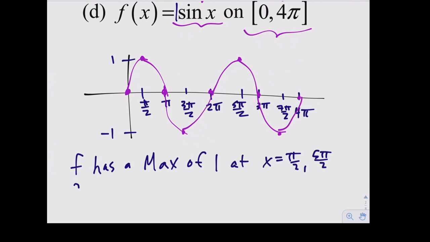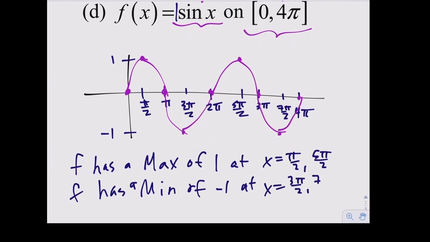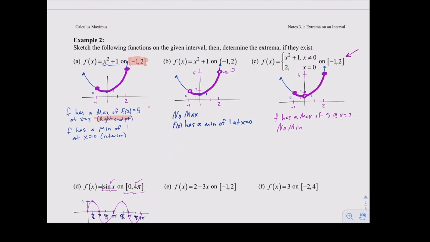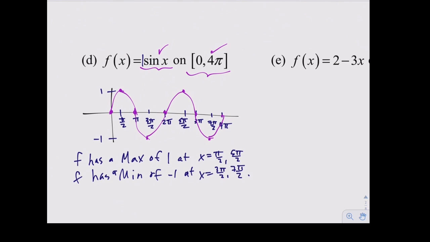Do we have a minimum value? Yes, f has a min of what? -1, and it occurs also at 2 places, at x equals 3 pi halves and 7 pi halves. So just like it was above on part A, we had a function that was continuous on a closed interval, and we had both a max and a min. And up above on parts B and C, where we had functions that either were not continuous on the closed interval, or we didn't have a closed interval to begin with, we didn't have both a max and a min. So I'm thinking that it has something to do with continuity and closed intervals.